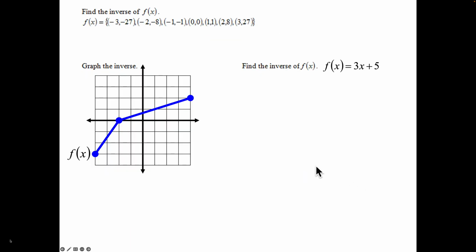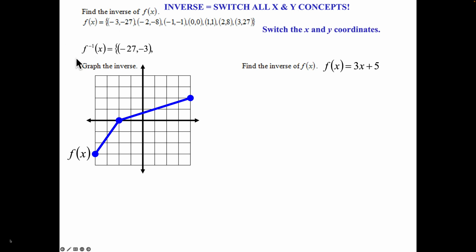They're inverse functions. If you're given a function that is a set of points, switch all your x and y concepts if they ask you to find the inverse. The inverse of f of x means the x coordinate becomes the y coordinate and the y coordinate becomes the x coordinate.